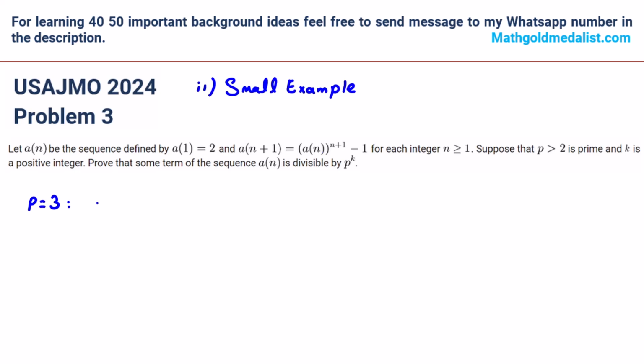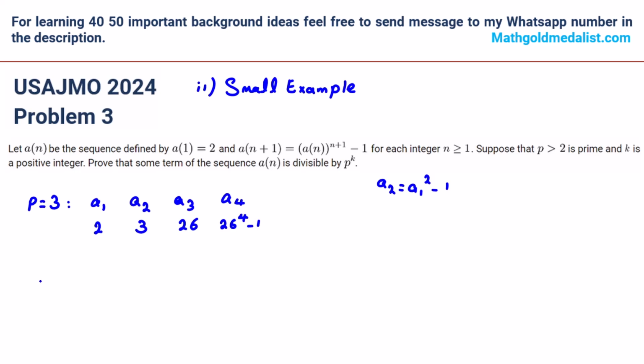A1 is what? Is 2. A2 is what? You should raise A1 to the power of 2. Look, A2 is A1 squared minus 1, which is 3. A3 is what? Is 3 to the power of 3 minus 1, 27 minus 1, 26. A4 is what? 26 to the power of 4 minus 1. And we should continue and write these numbers.